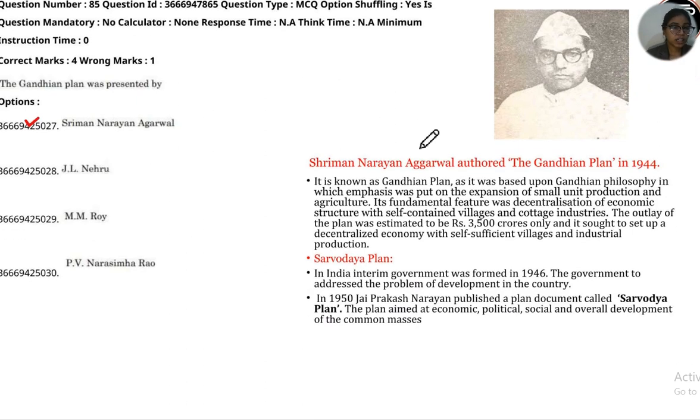Next, the Gandhian plan was presented by whom? The Gandhian plan was presented by Shriman Narayan Agarwal. So what was the Gandhian plan? It was related to the philosophy of Mahatma Gandhi, with emphasis on the expansion of small unit production and agriculture. Agriculture is the primary source of the economy, so the plan was for the expansion of small unit production and of the agriculture system. This was the Gandhian plan, prepared by Shriman Narayan Agarwal.